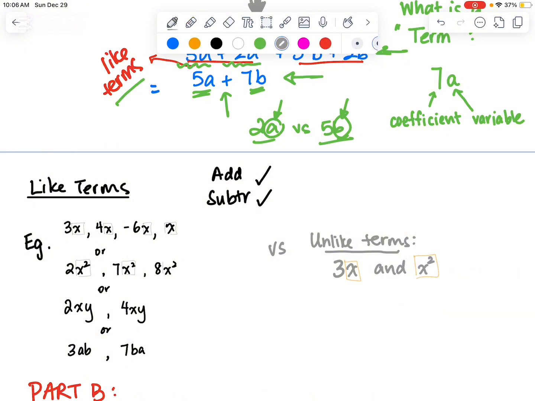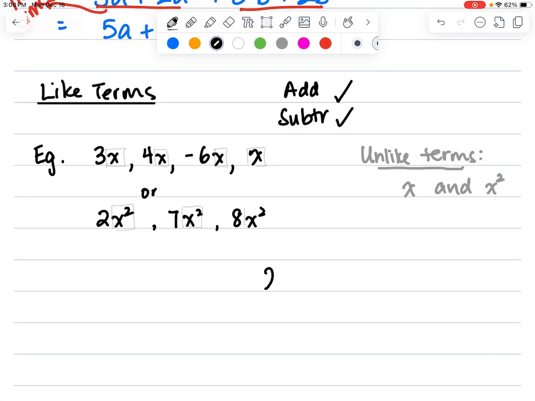Some other examples of unlike terms would be, for example, y versus y squared. Once again, if you look at what's written on that tile, it'd be a y versus a y squared. I do have a question for you though. I might have something like this and this. And my question to you is, are these like terms or unlike terms? So pause it, think through it.